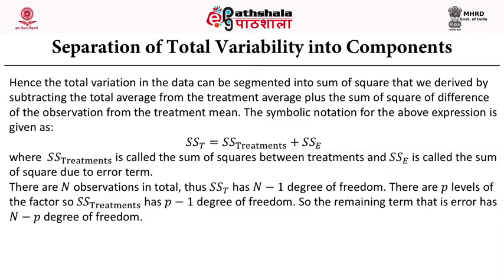There are capital N observations in total, thus the sum of squares of total has N−1 degrees of freedom. There are p levels of the factor, so the sum of squares of treatment has p−1 degrees of freedom. So the remaining term, that is error, has N−p degrees of freedom.